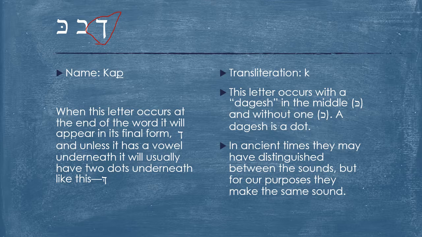Also, whenever you see the final form of kaf, you'll usually see that it's going to have these two little dots underneath of it, unless it has a vowel. If it has a vowel, then it won't. But if it does not have a regular vowel, it will have those two little dots underneath of it.